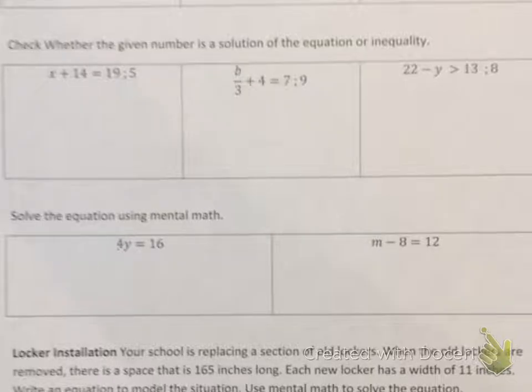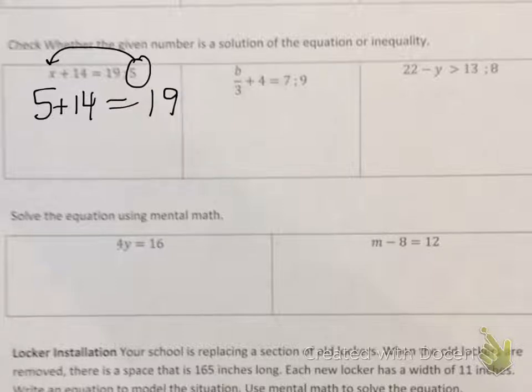All right, on these next questions, it asks us to check whether or not the number is a solution to the equation. The number that it wants us to check is this number back here behind, so we want to know whether or not 5 is a solution to that equation. So what I'm going to do is put the number 5 in place of the x. So does 5 plus 14 equal 19? We're just trying to figure that out. 5 plus 14 is 19. So 19 does equal 19, so my answer is yes, this is a solution to the equation.